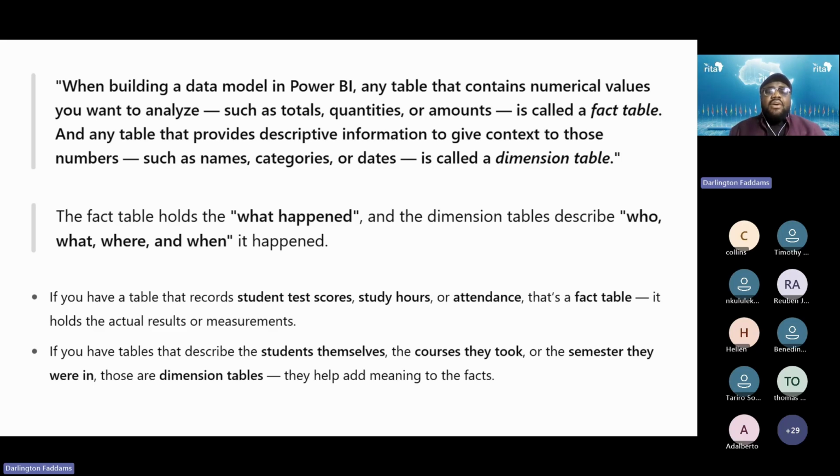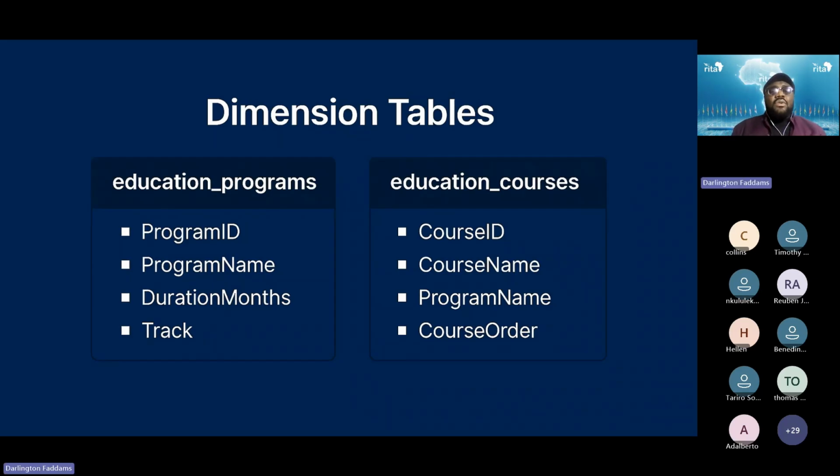If you have a table that records students' test scores, study hours, or attendance, that is a fact table. It holds the actual results or measurements. If you have a table that describes the students themselves or the course details, those are dimension tables. They help add meaning to fact tables. So in this project, we also have dimension tables, and we have our programs, our students, and our courses. Those three tables are dimension tables.